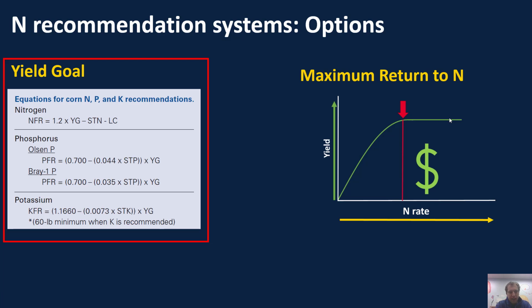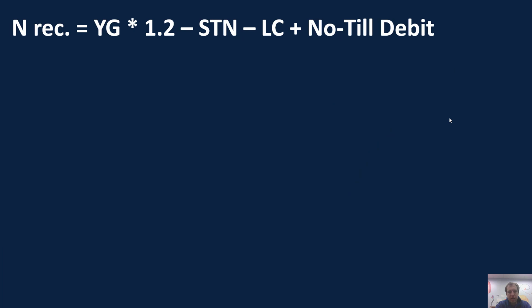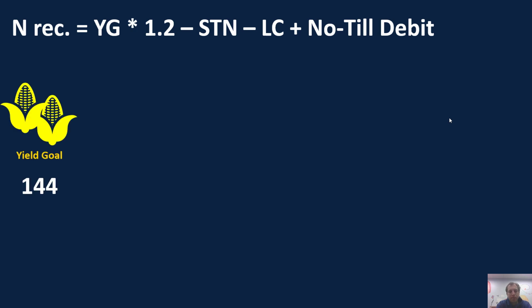So to start out, we're going to look at the yield goal approach. This is a little bit of a reminder if you've seen presentations last year, I've showed a lot of this data. This is the equation that we looked at: the yield goal times 1.2 minus soil test N minus legume credit. And then we're adding on that no-till debit if needed.